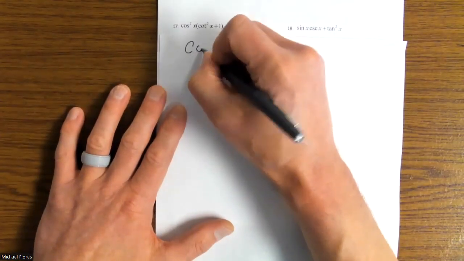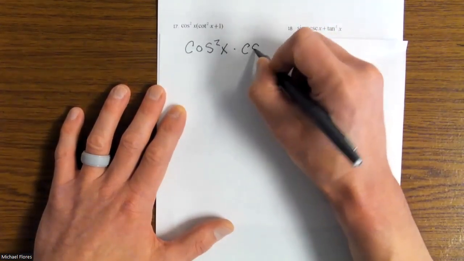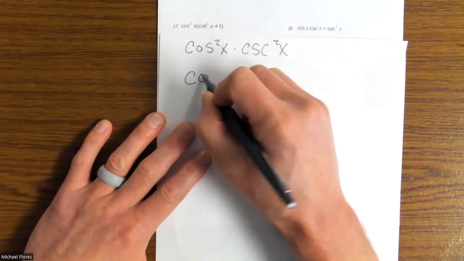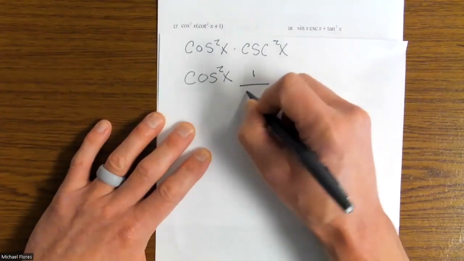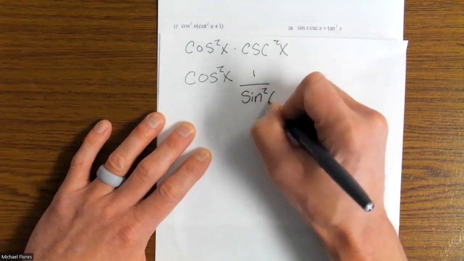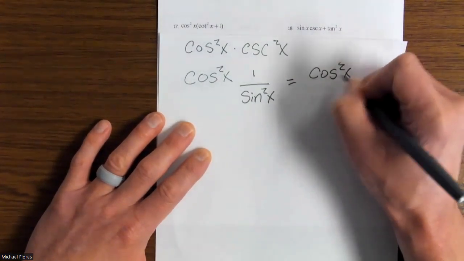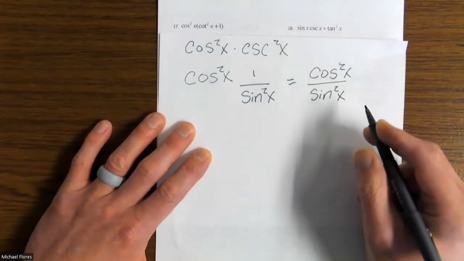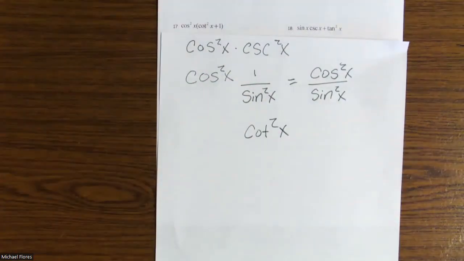I'm going to keep cosine, substitute cosecant into those parentheses. And you don't really need the parentheses anymore. All right, cosine, I don't want to change, but I want to change this to its reciprocal identity. Multiply that, you get this. And now we have a quotient identity. Your answer is cotangent squared of x.